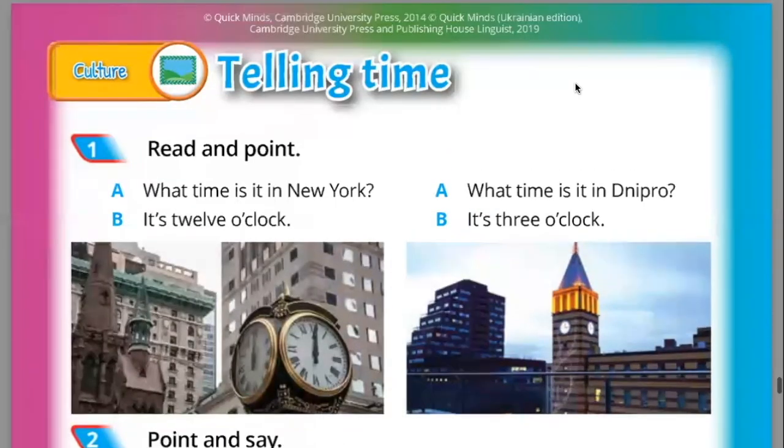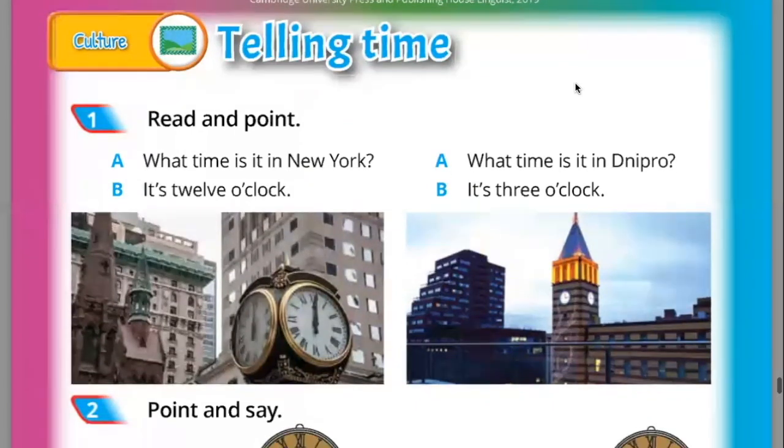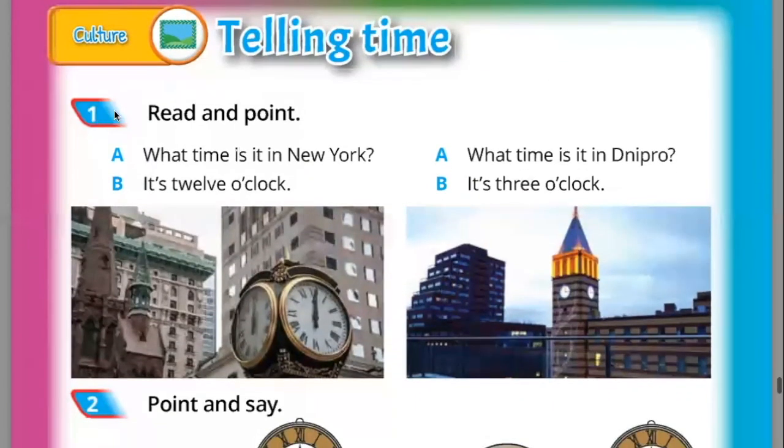Student book page 88. Talent time. Exercise 1. Read and point. A. What time is it in New York? It's 12 o'clock. What time is it in Dnipro? It's 3 o'clock.